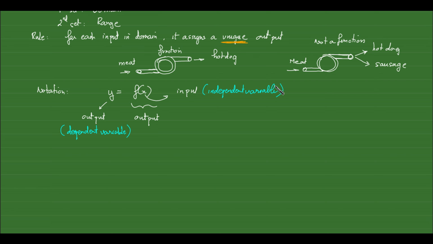So I mean the y depends on the x. That's what it means. You know, the hot dog depends on the meat. If the meat is pork, then you have pork hot dog. If your meat is beef, then we have beef hot dog, something like that. Okay, I can give you another example.